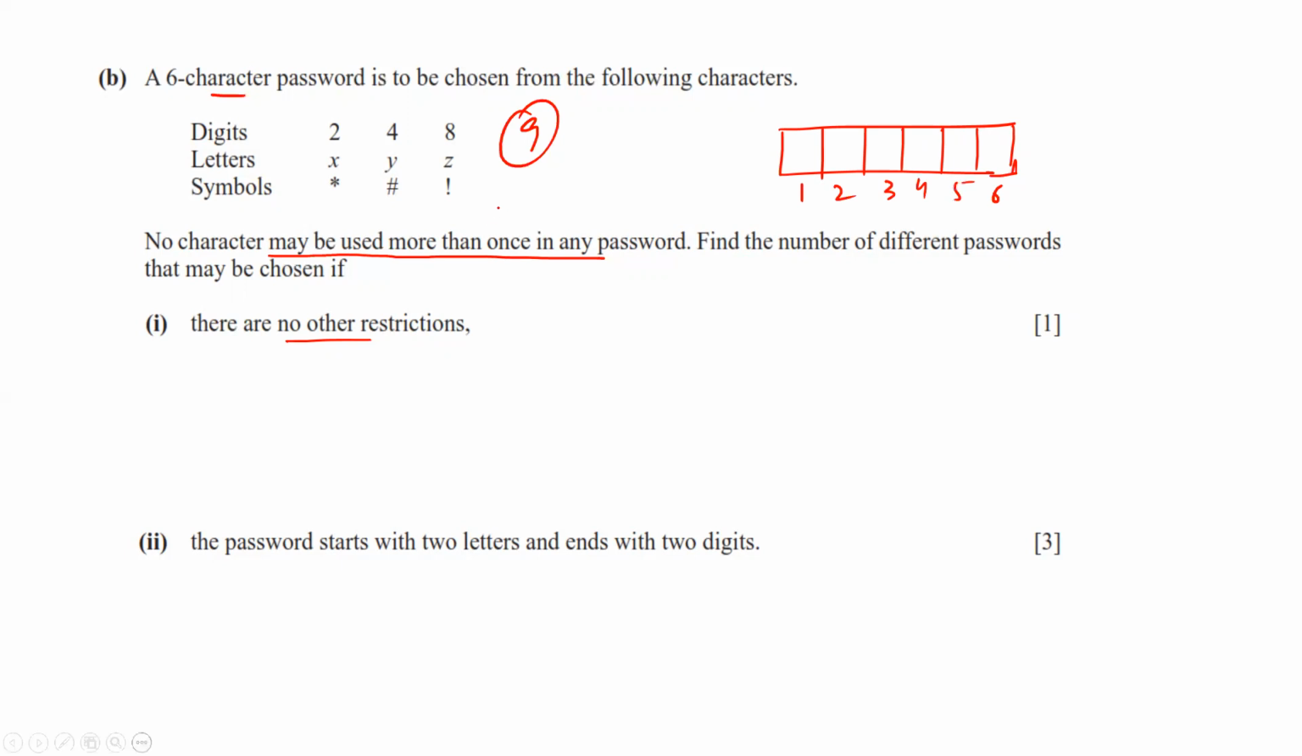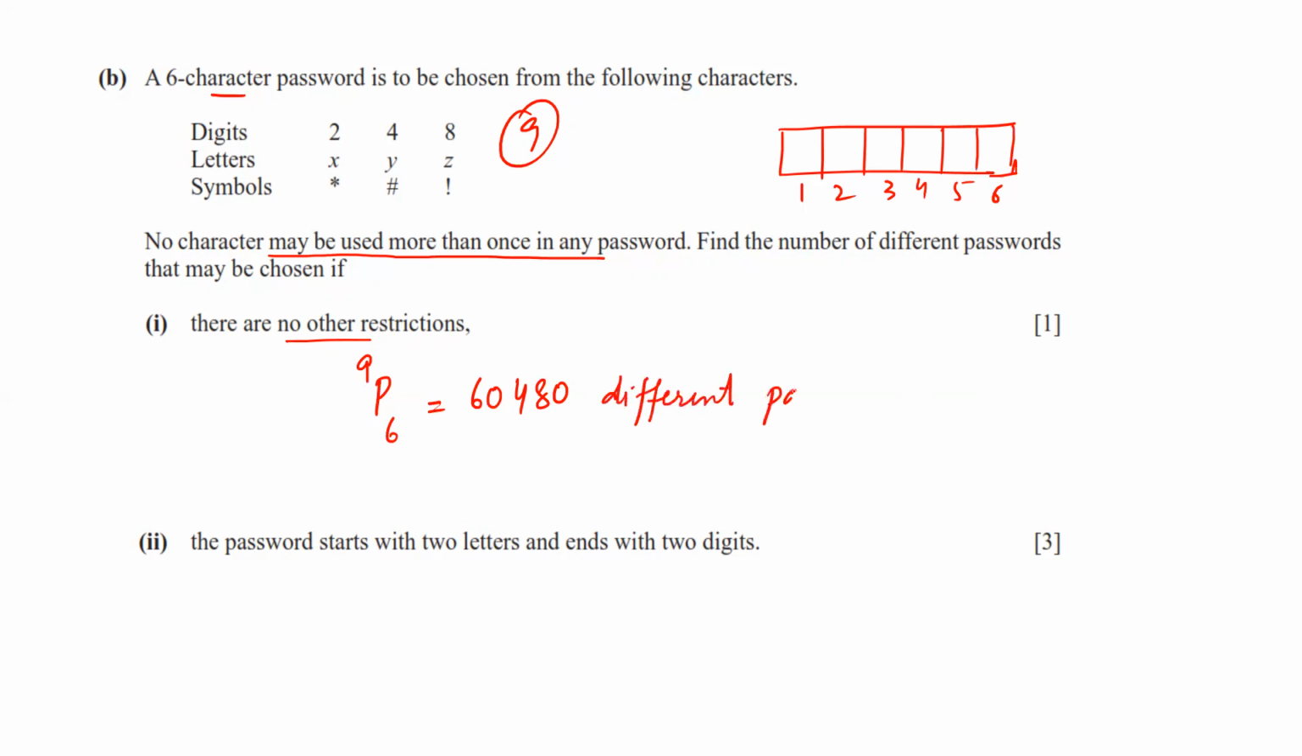So how many possibilities are there? Actually you have 9 characters, and they may or may not be chosen more than once, so that's fine. 9P, and you have to select 6. So these are all the permutations you have, and this comes out to be 60480 different passwords.